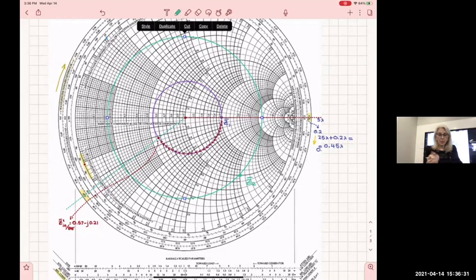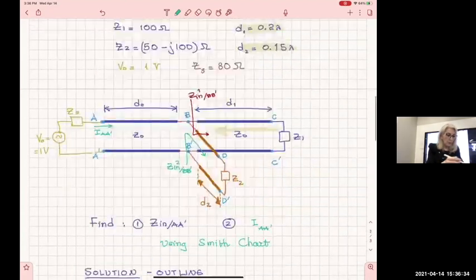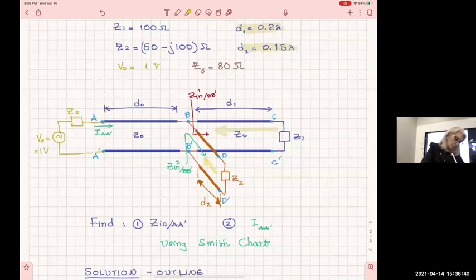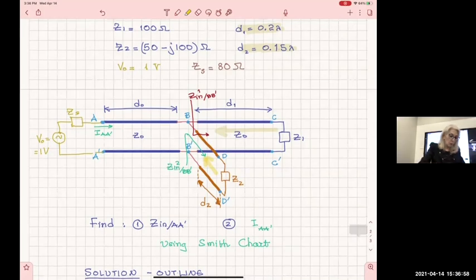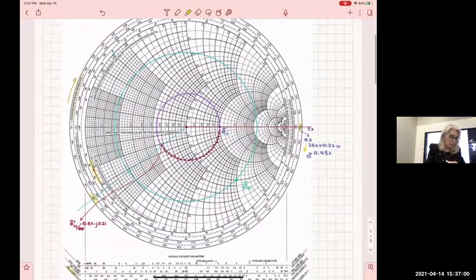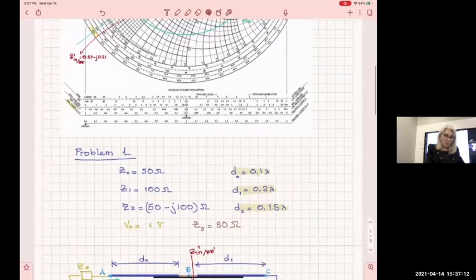Now I will have to do the same thing. Again, on this line from Z2, which is down here, I have to move in that way. So I'm moving from the load towards the generator. The generator is always, all right, to the left of the load. So I will have to move towards the generator to get to the point BB prime, where I will find the impedance. So I will move again in the same way as I did before. I will move along this direction. And so from Z2, where I am, I will have to move by 0.15 of lambda.